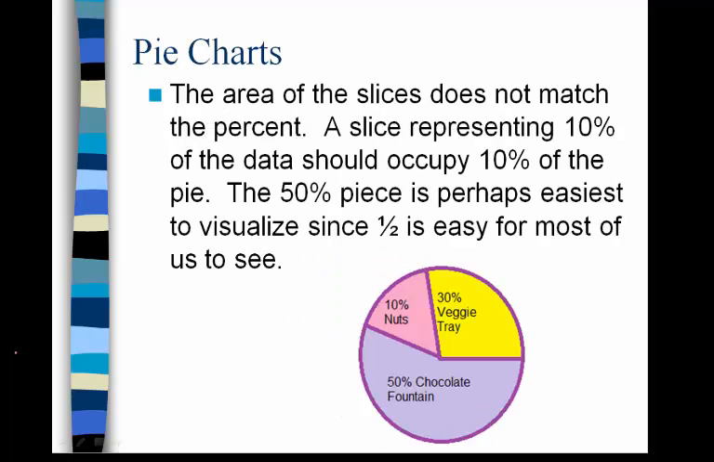The area of the slices also does not match the percent. A slice representing 10% of the data should occupy 10% of the pie. The 50% piece is perhaps easiest to visualize since half is easy for most of us to see, and clearly the chocolate fountain section is bigger than half of that pie.